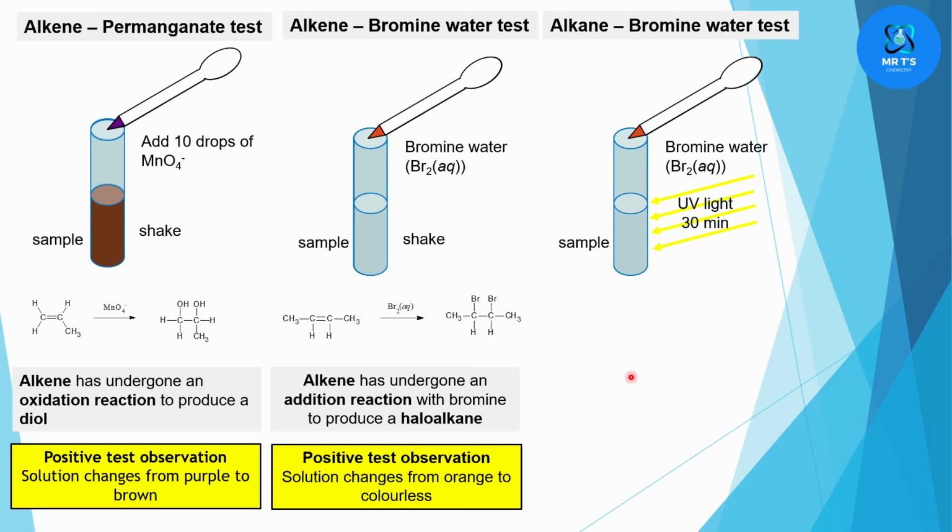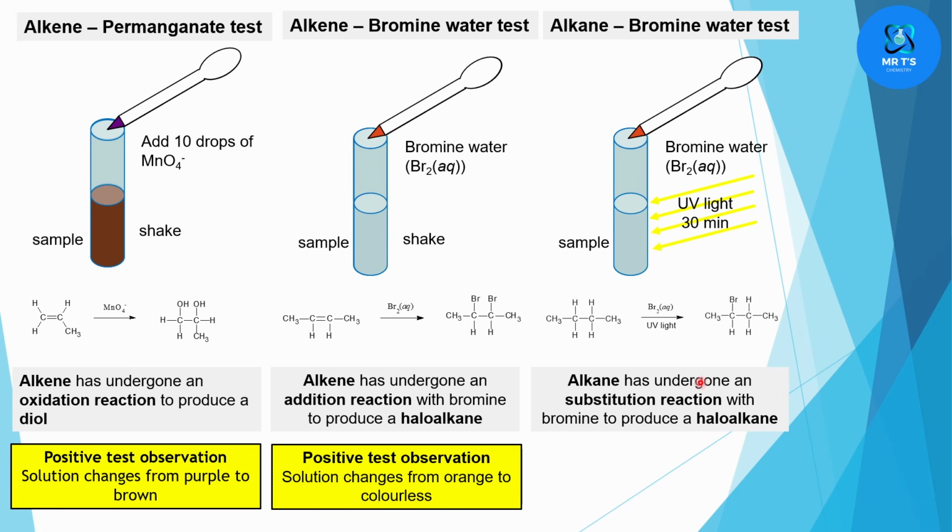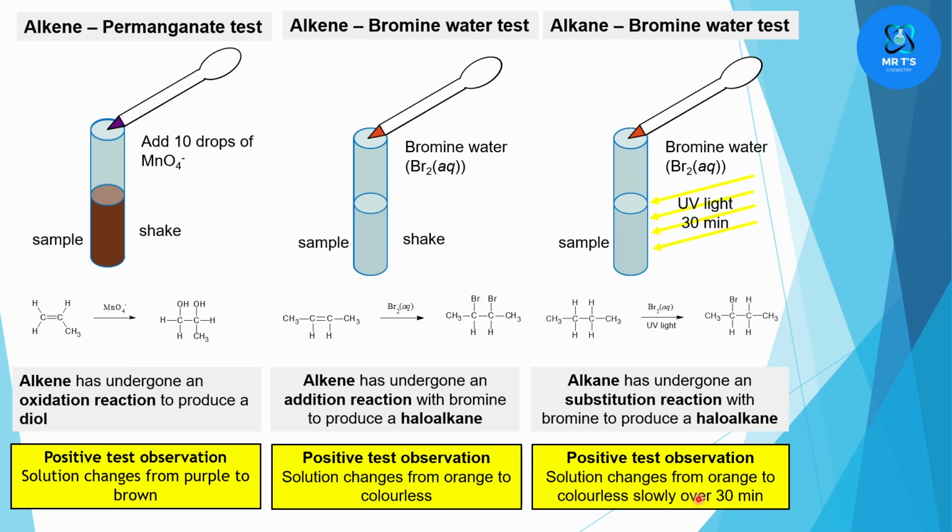So it's actually not a definitive test. Any organic molecule is going to do this reaction with bromine water. It takes a long time, over 30 minutes, in the presence of ultraviolet light. Now, this isn't a positive test for alkanes because all organic molecules have alkane portions. However, we do know that a substitution reaction has happened.